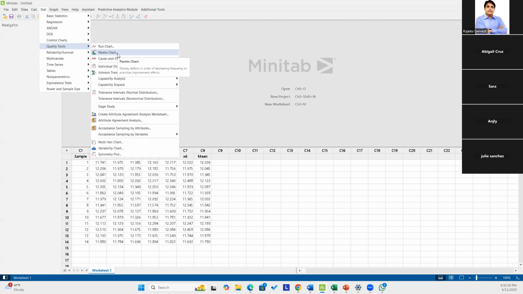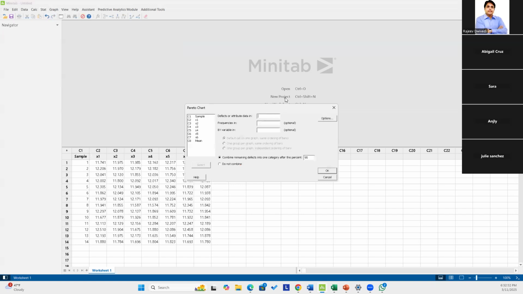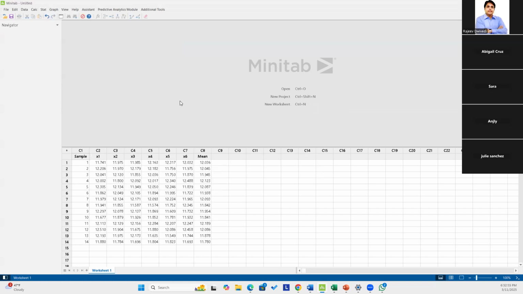If you know the 80-20 rule or the Pareto chart, it means 80% of performance can be improved if 20% of things are fixed. So 80% of output can be impacted by 20% of things. Here I don't have data, but this can be done here. A Pareto chart is nothing but two graphs put together: one is a bar chart, and one is an ogive chart. So this is one thing.